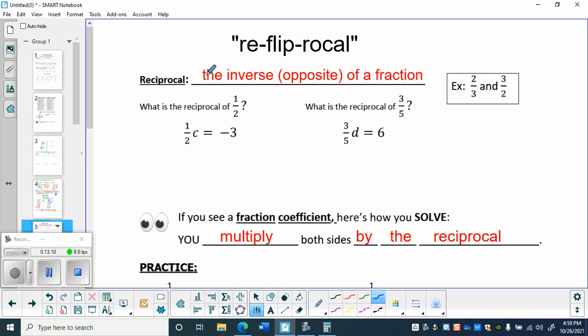Now in algebra, we have a fancy word called inverse, and inverse just means opposite. So if you flip the fraction, you've got its inverse or its opposite, which means you have its reciprocal.